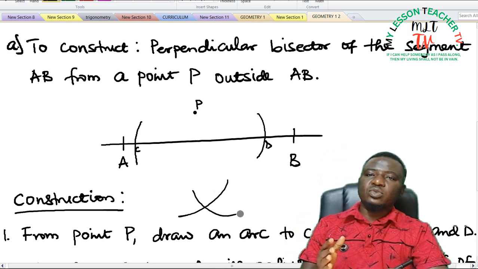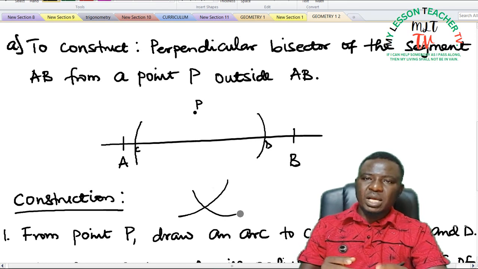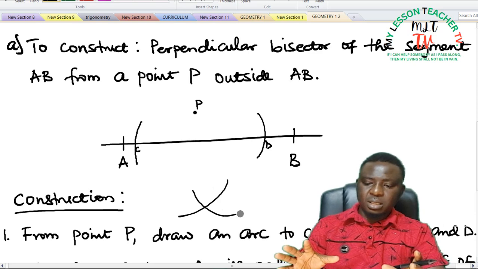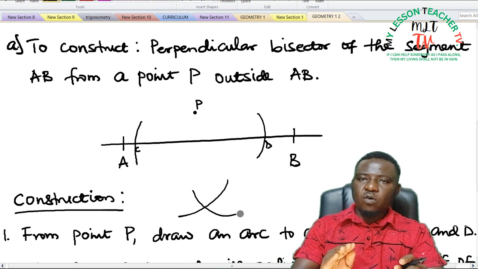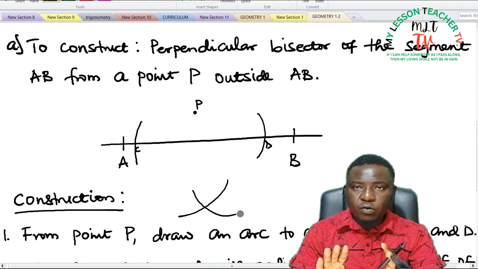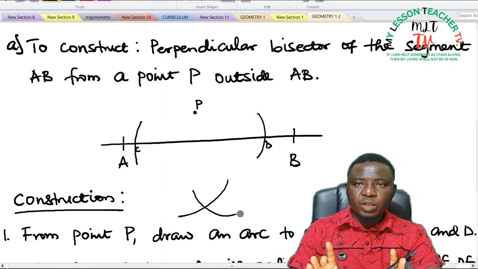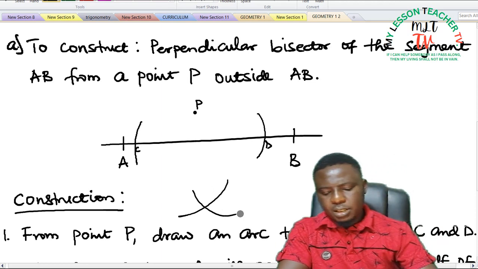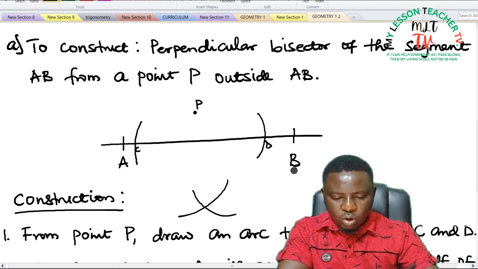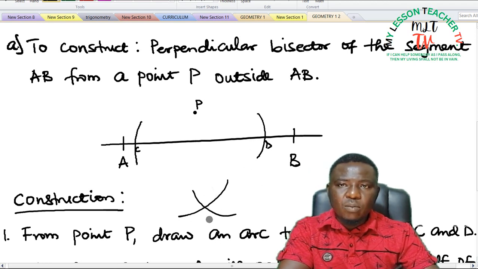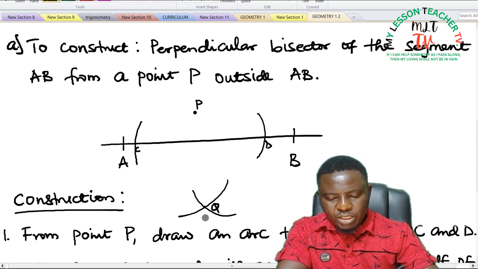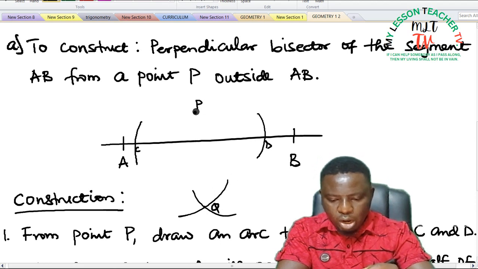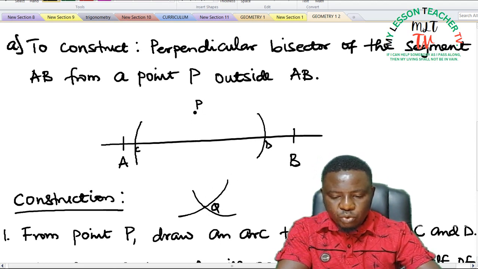Now, most times at this point you can alter the radius and it will still give you the same answer. But for the sake of you being a learner, just use the same radius and construct an arc below AB, and both arcs are going to meet at a point. That point, you can call point Q. Now, with your rule, you will join point P to Q.